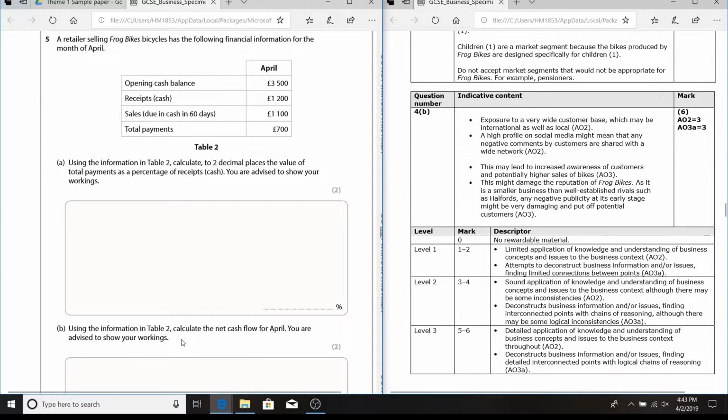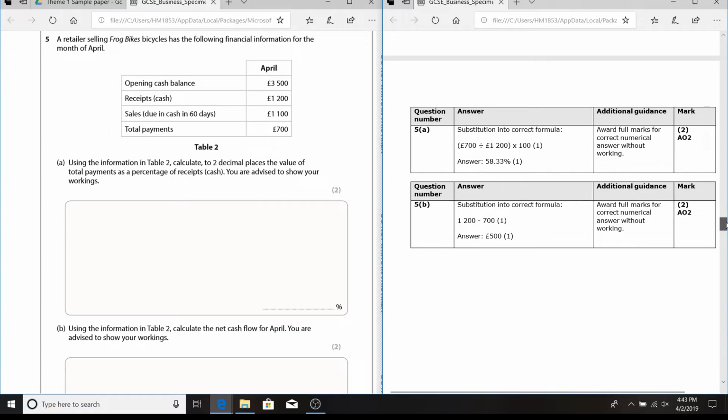Okay, and then next one, using the information in table 2, calculate the net cash flow for April. You're advised to show your workings. So here we can see money coming in, here we can see money going out. So it's going to be 1200 minus 700. So it's therefore going to be 500. All right. Now, notice I didn't give my answer to 2 decimal places. So let's have a look, see what we've got. Yeah, there we go. All right, lovely. That's looking good.